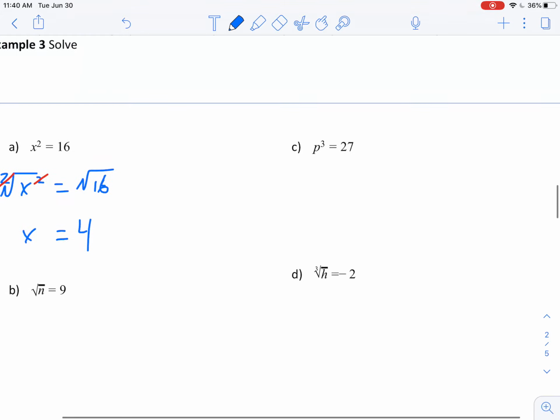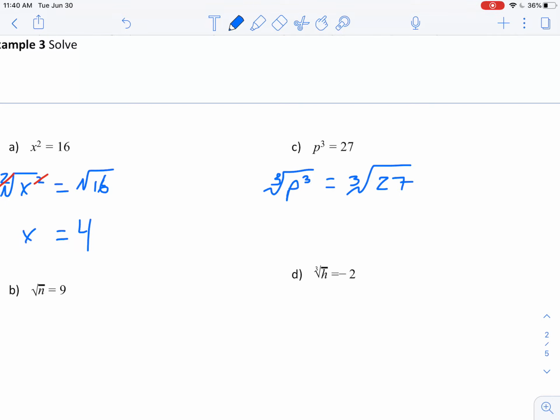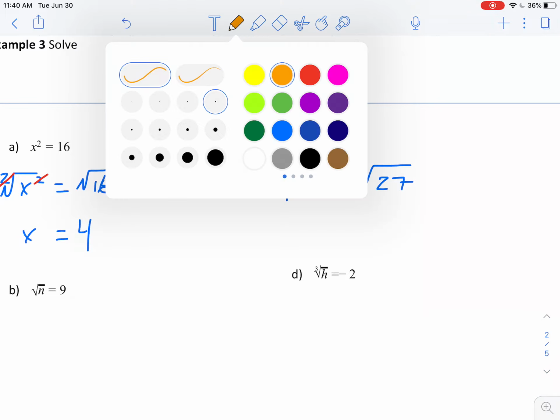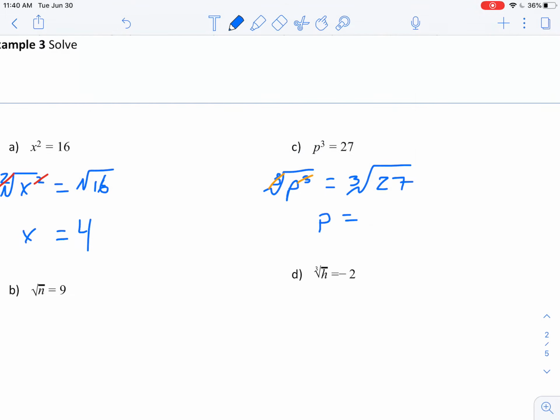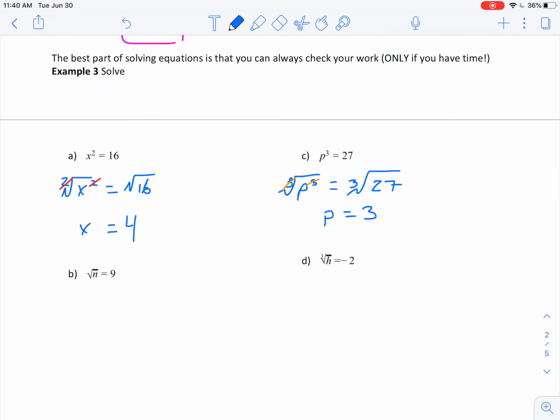Same over here, we have p to the power of 3 is equal to 27. What's the opposite operation of taking a variable and raising it to the power of 3? It's taking the third root of it. So the third root of p cubed is equal to the third root of 27. So these cancel, and I'm left with p, and then the third root of 27 is 3, or what number multiplied by itself 3 times gives me 27.